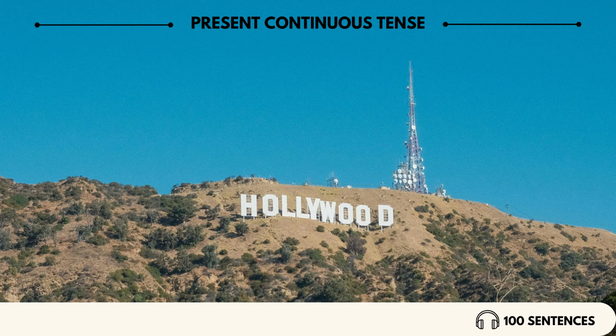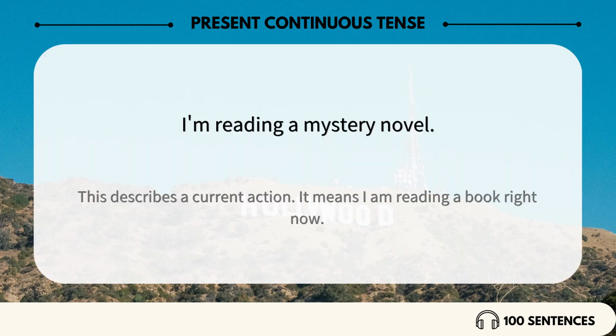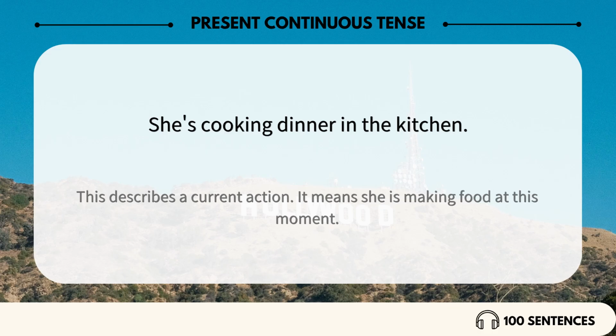100 sentences. I'm reading a mystery novel. This describes a current action. It means I am reading a book right now. She's cooking dinner in the kitchen. This describes a current action. It means she is making food at this moment.